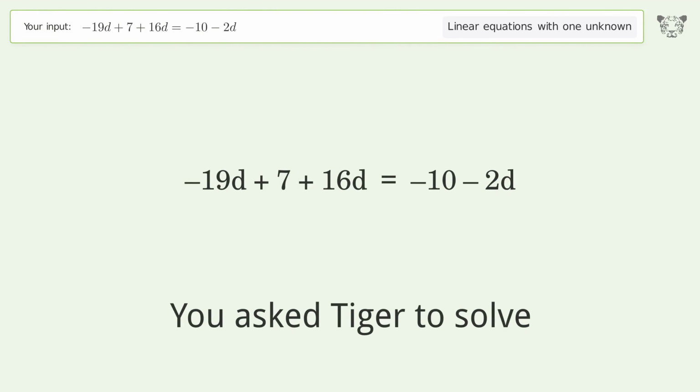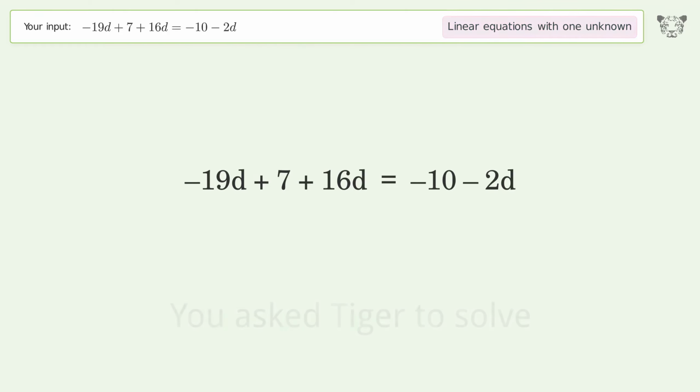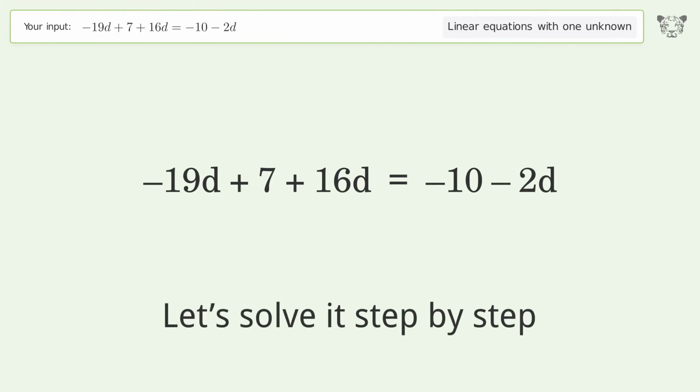You ask Tiger to solve this. It deals with linear equations with one unknown. The final result is d equals 17. Let's solve it step by step.